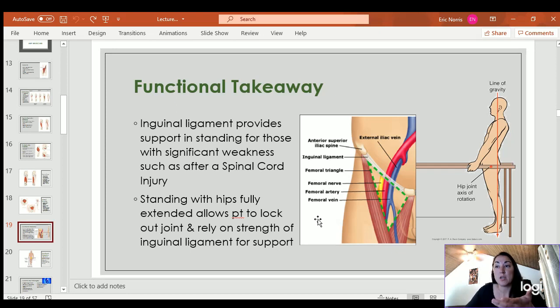Okay, but you would need the hips fully extended in order for that ligament to be supporting you in that way. So this is often how they teach people after a spinal cord injury to stand when they're starting gait training, and maybe they have braces on their legs that help lock them out or support them.